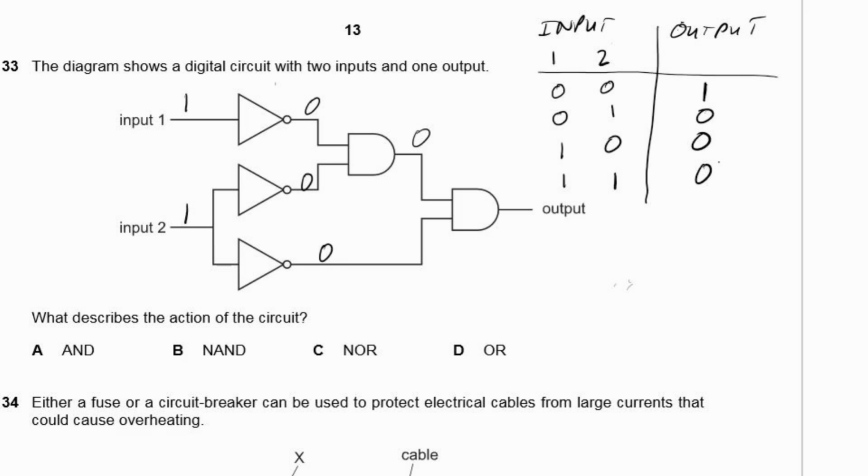Now that is pretty much the opposite of an OR gate. So if I put an OR gate in here, the output of an OR gate is high if either of the inputs or both is high. So I'd expect 0, 1, 1, 1. It's the opposite of an OR gate, which is a NOR gate. And that is option C. There we are.